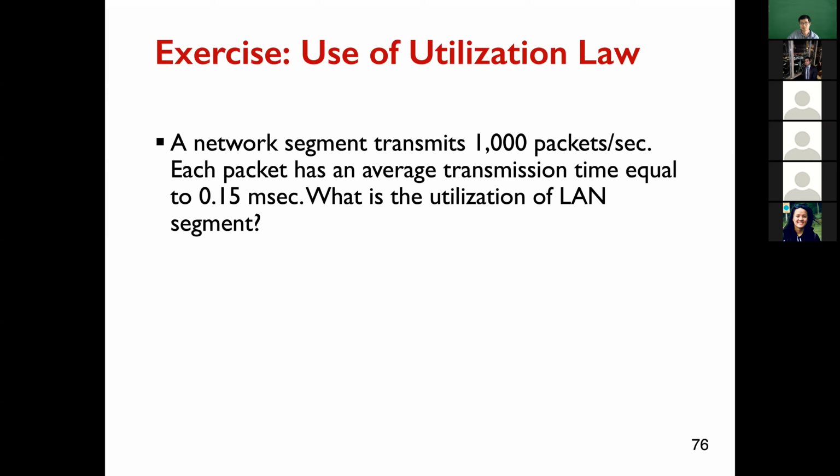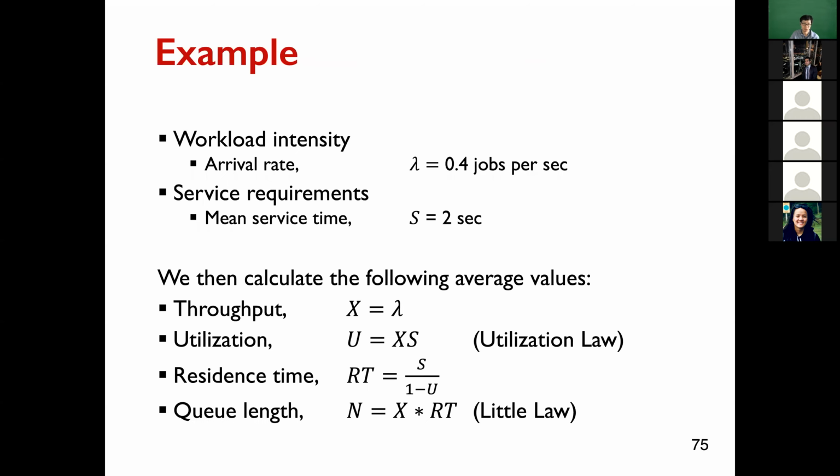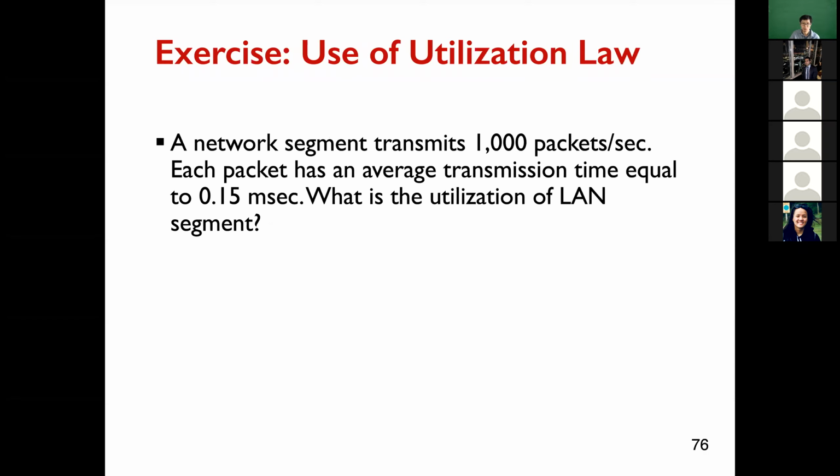Can anyone tell me your results? Okay, let's remember that utilization equals throughput times service time. So here, what is the throughput? A network segment transmits 1,000 packets per second. This is the throughput. What is the service time? Each packet has an average transmission time of 0.15 milliseconds. This is the service time.